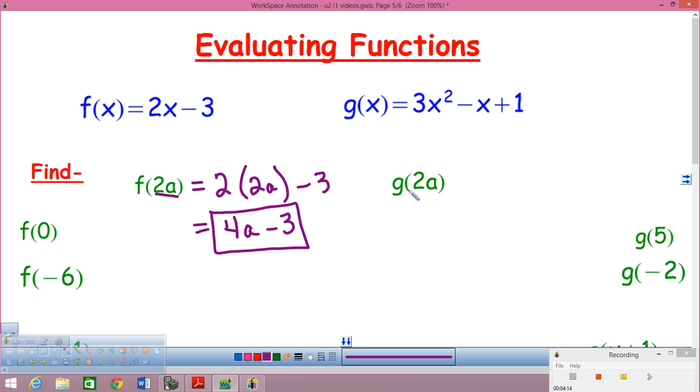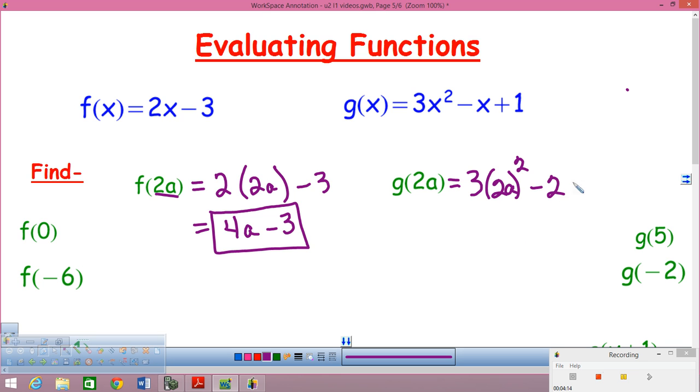Now let's find g of 2a. There's my 3. This x comes out, and, whoops, I didn't take x out. I put it right back in there, didn't I? x comes out and 2a goes right in there in its place.